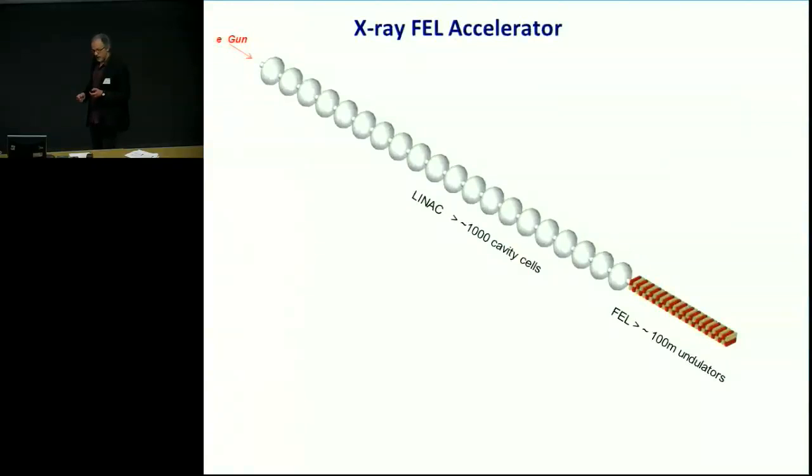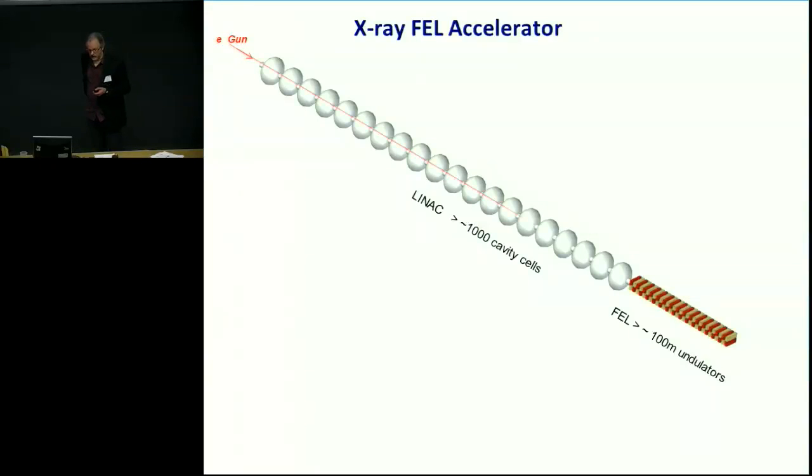Right. And the only way you can get an X-ray FEL accelerator, as of today, is looking something like that. You have to line up a huge number of cavities, each one adding more and more energy to the electrons. So if you want GeV, you need thousands of cavity cells. And that inevitably means hundreds of meters, even kilometers of cavities lined up. And the free electron laser itself, as I said, is typically 100 meters.